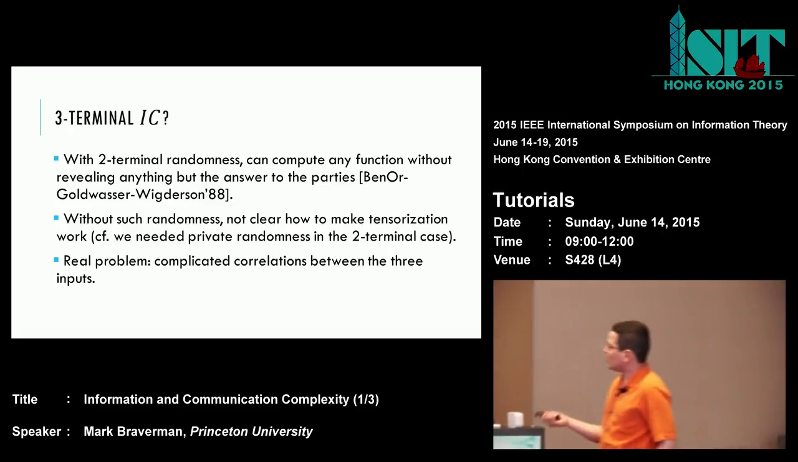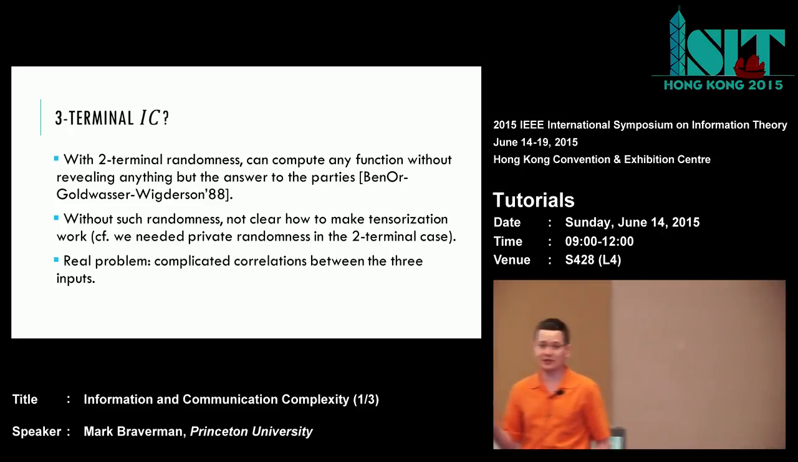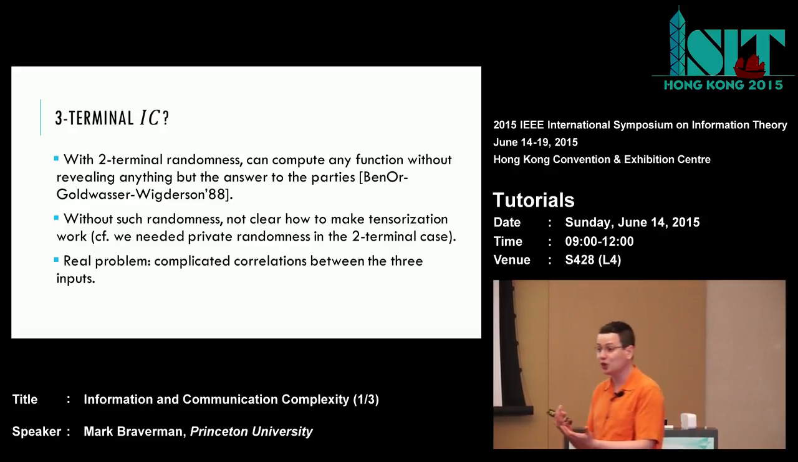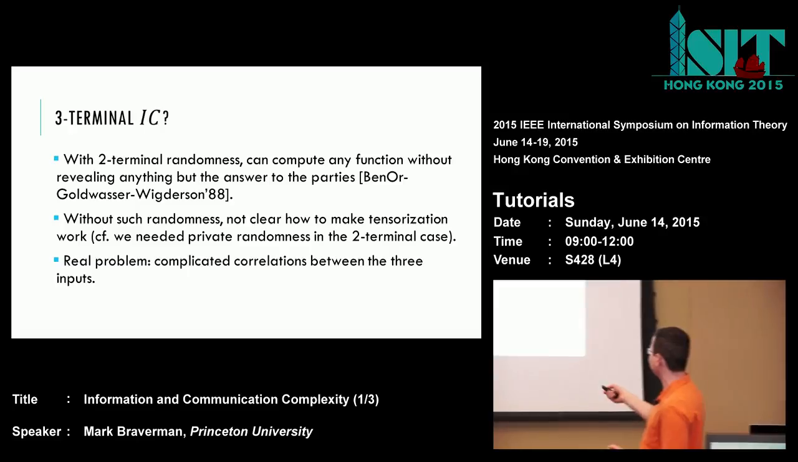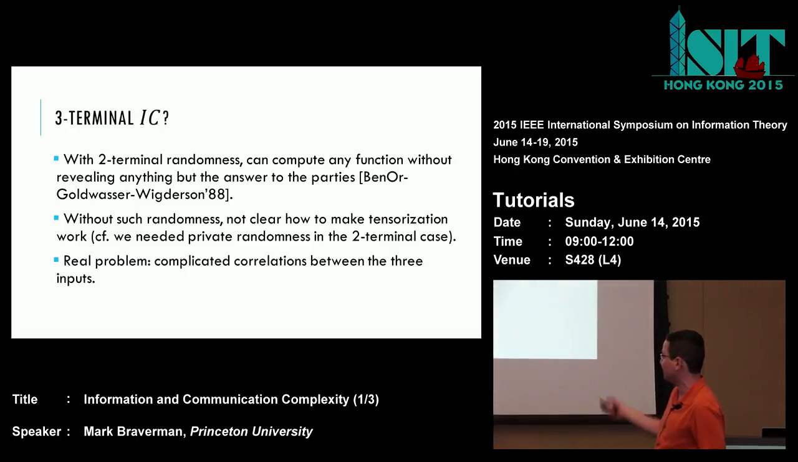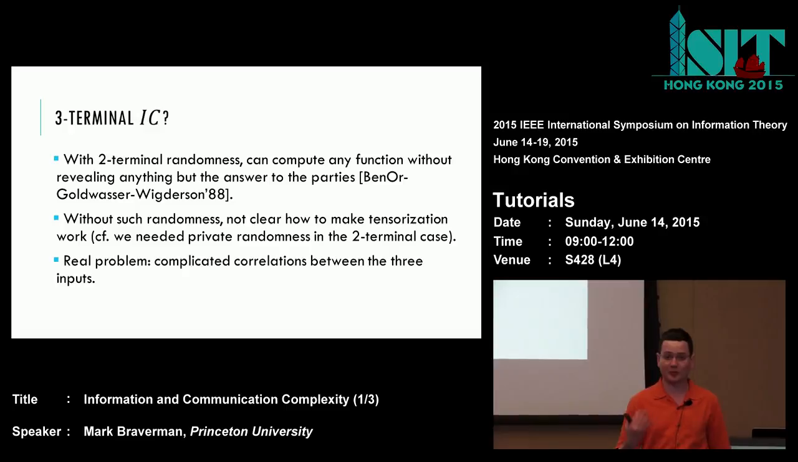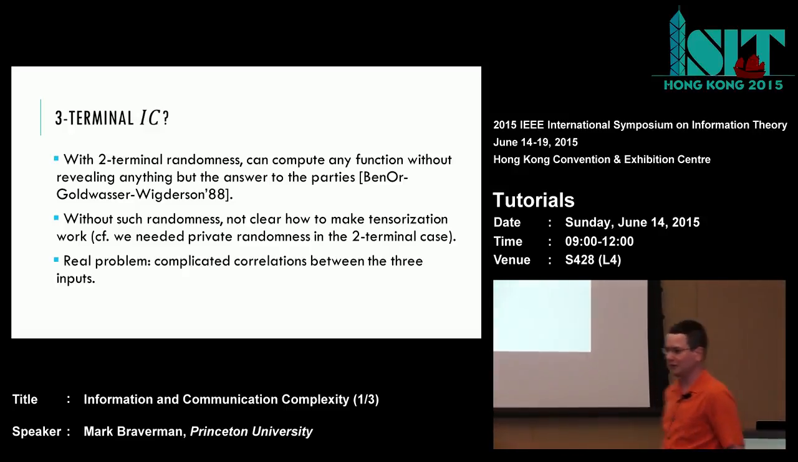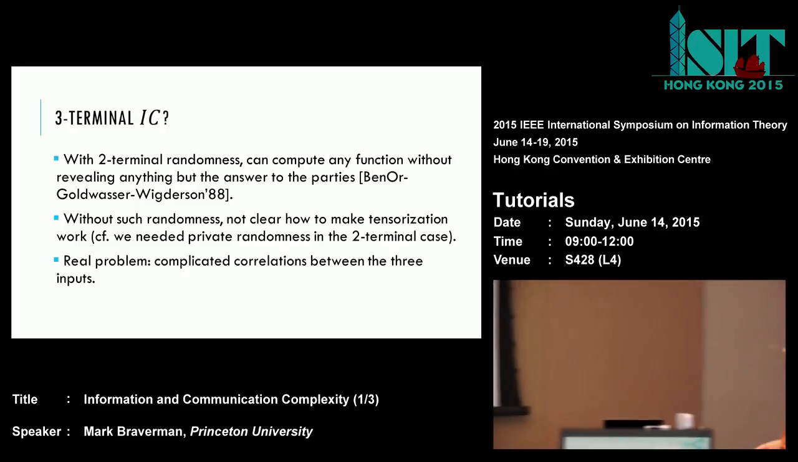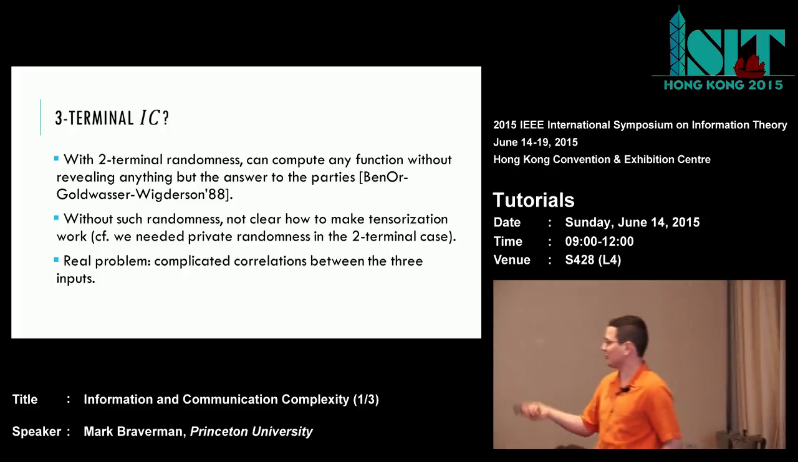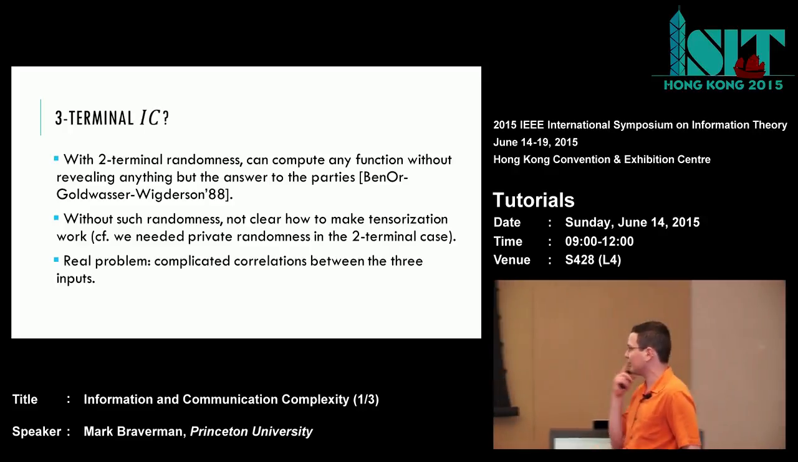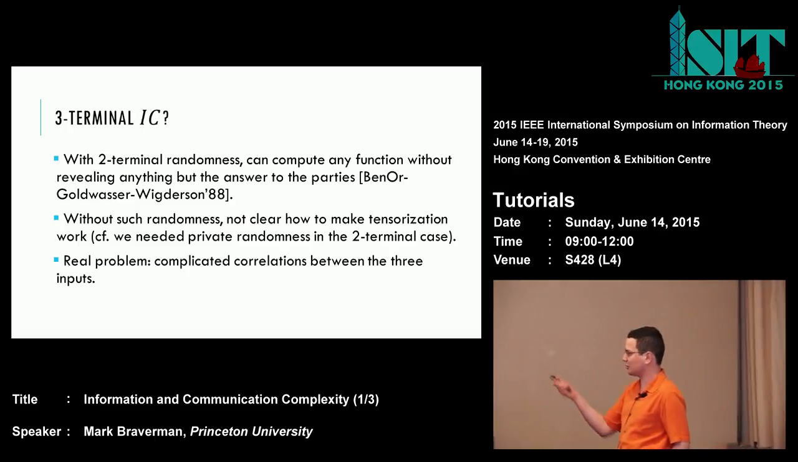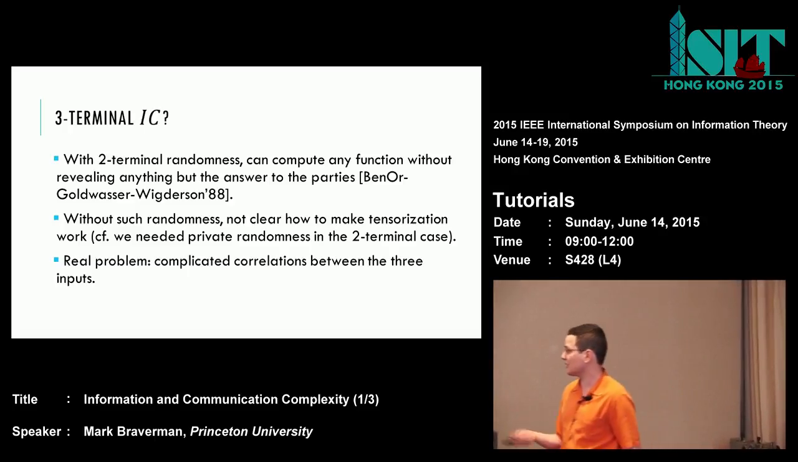If you don't allow it, it's not clear how to make tensorization work, because tensorization, as you'll see in the 2-party case, uses private randomness in an essential way. To make a similar proof work for multi-party, you need this semi-private randomness. It's a technical issue, and I think something should work. The real problem is that you could have very complicated correlations between the three inputs. In the product distribution case, for example, we could do it, but for general distributions, that's the real problem.